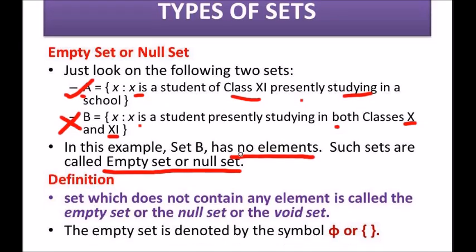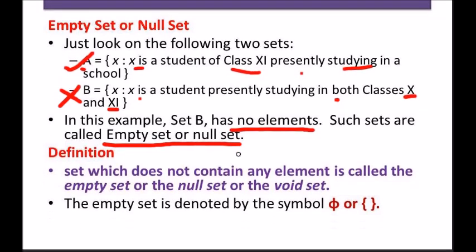Here is the definition of an empty set. A set which does not contain any element is called the empty set, or the null set, or the void set. The empty set is denoted by the symbol phi, or an open-closed braces without any element.